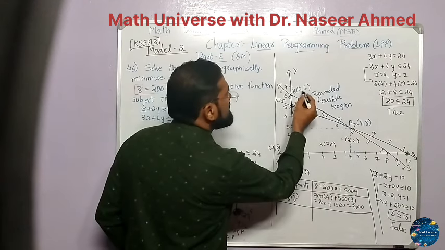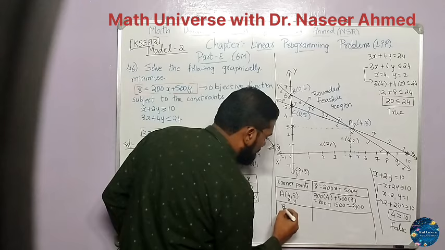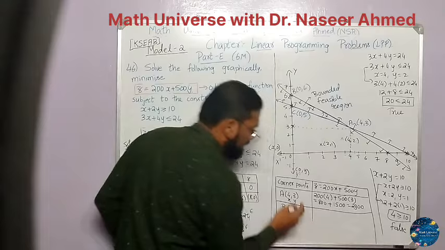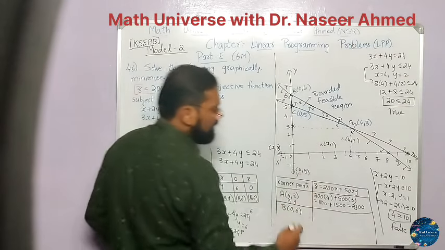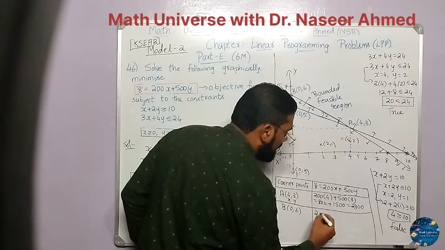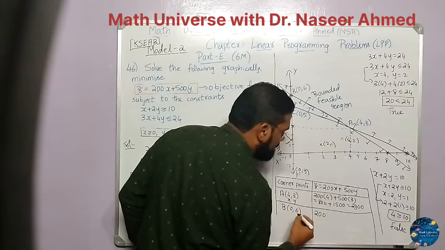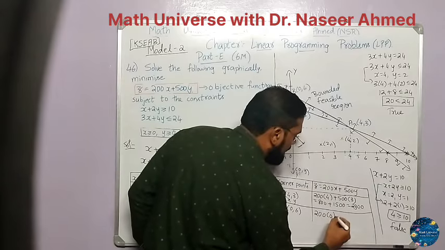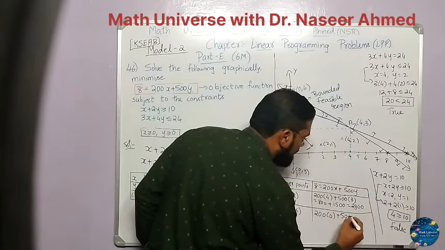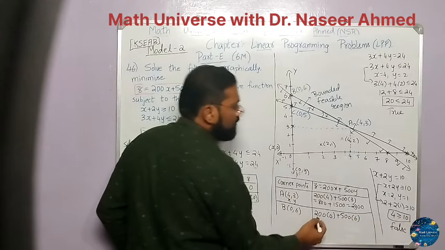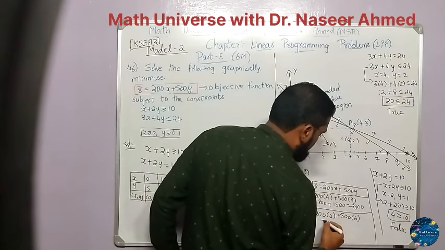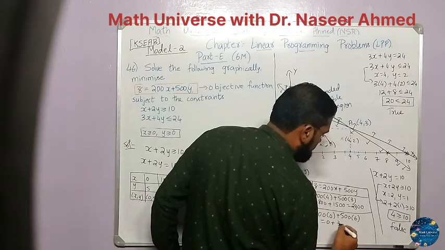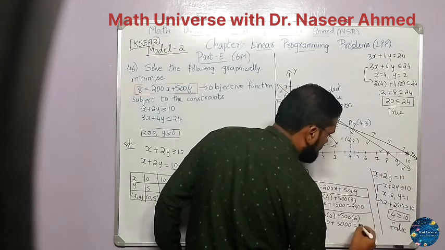Next corner point is 0 comma 6, and you can take the corner points in any order. There is no fixed rule that since I have taken this order you have to solve in the same order. You can take the 3 corner points as per your order and convenience. 200, x value is 0, y value is 6, substitute here 0, and 500 into 6. 200 into 0 is 0, 6 into 5 will be 30, 2 zeros, so the answer will be 3000.